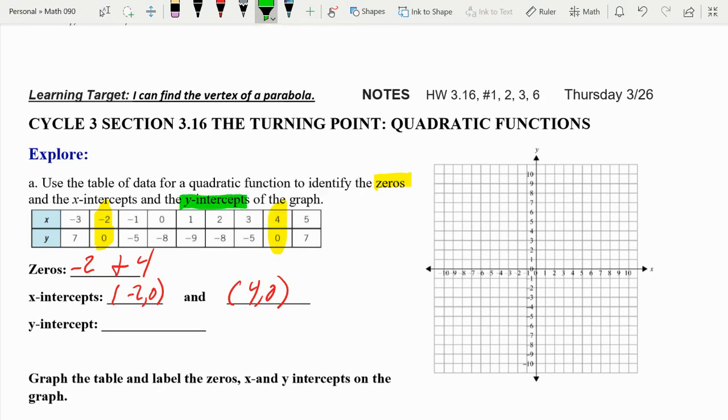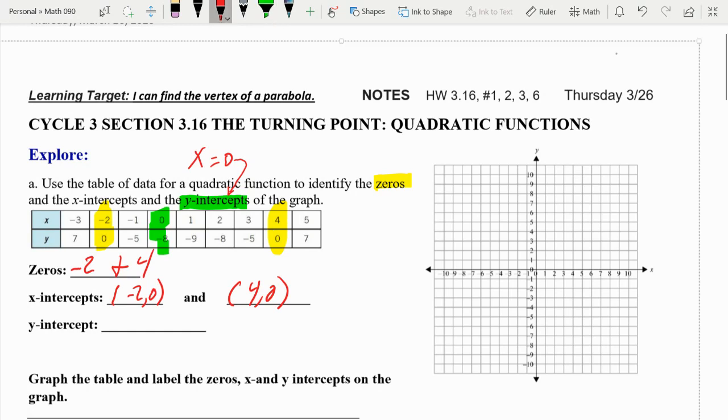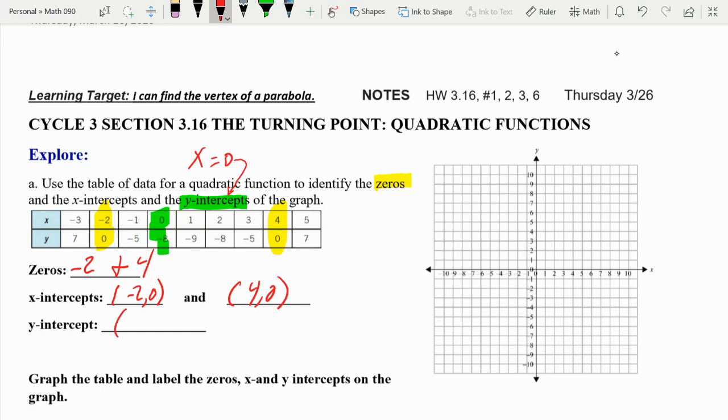the y-intercept. When you're looking at the y-intercept, a y-intercept is when x equals 0. So now we're going to look on this table and figure out where x equals 0. Where's x equal to 0 right there. In this case, there's only one. So when we write this down, you're writing it as an ordered pair. So it's just going to be (0, -8).